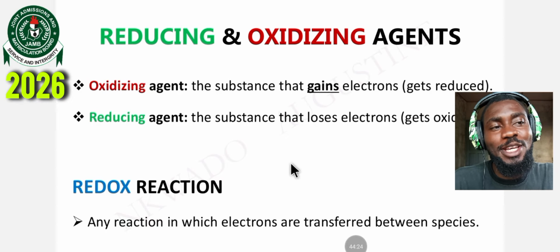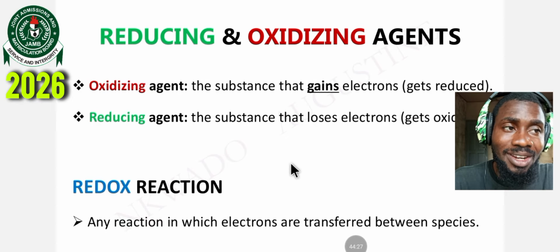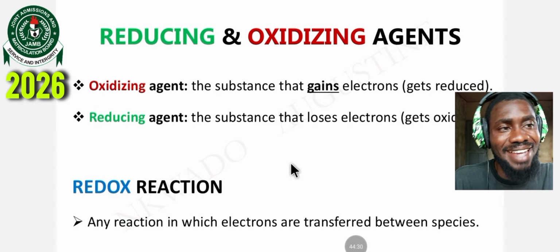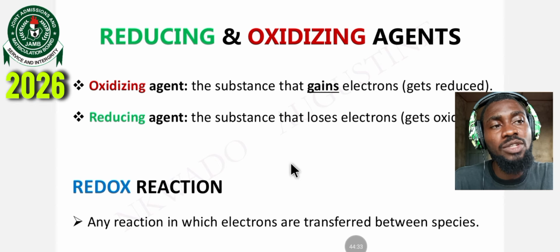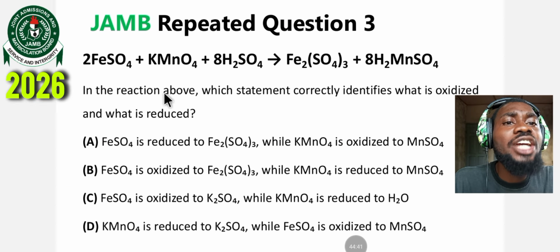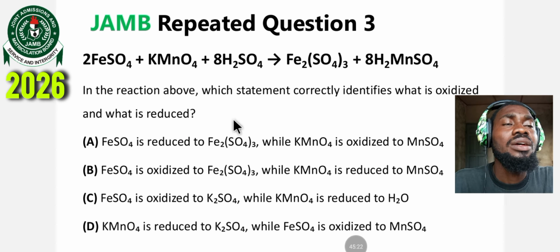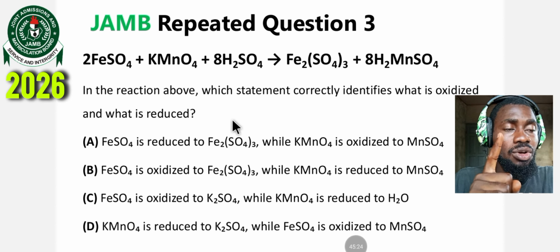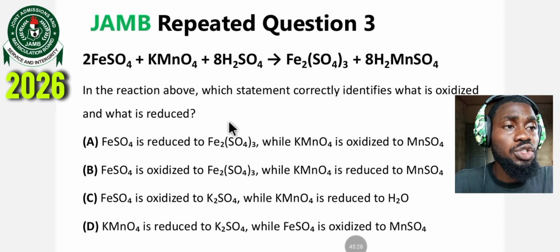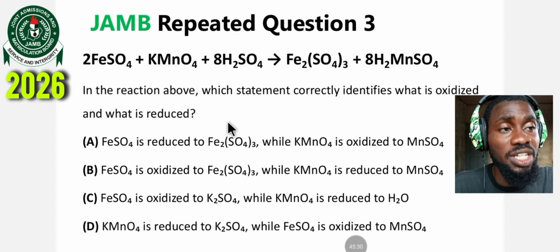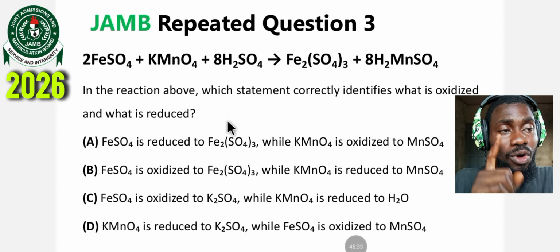Now that we have understood what oxidation, reduction, oxidizing agents, and reducing agents are, let's go back to the JAMB repeated question 2. The question reads, in the reaction above, which statement correctly identifies what is oxidized and what is reduced? These are the options A to D. Remember, there is no one pattern of answering or solving questions on oxidizing agents and reducing agents. There is no one pattern of solving them in examination.